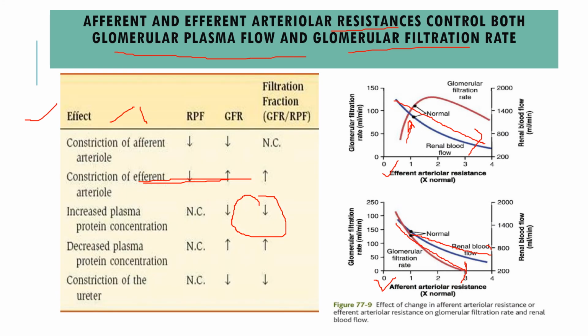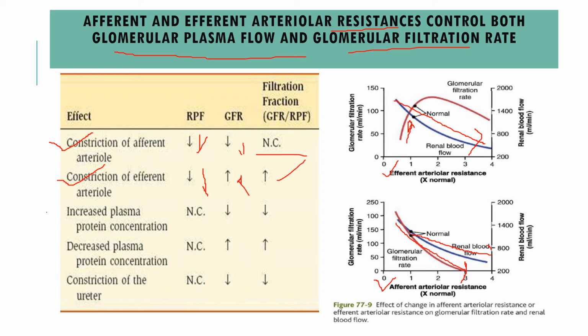So from this figure, we can have another idea of a factor, that is our filtration fraction. We know that filtration fraction is the ratio between the GFR and the renal plasma flow. So when there is constriction of the afferent arteriole, both the renal plasma flow and the GFR will be decreased, so the filtration fraction will be unaltered. There will be no change. Now when there is constriction of the efferent arteriole, the renal plasma flow is decreased but the GFR is increased. As a result of this, the filtration fraction is increased.